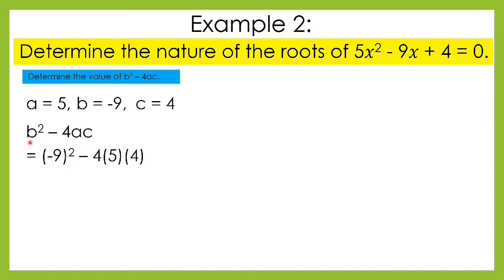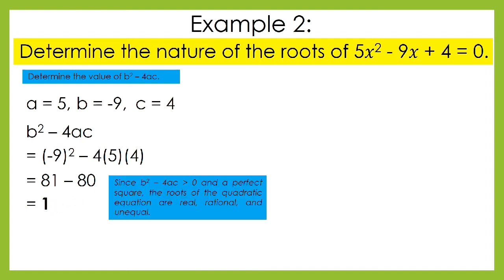Our b is negative 9, so we have negative 9 squared minus 4 times a. Our a is 5, so we have 5 times c. Our c is 4, so we have 4. Then, we get the square of negative 9, which is 81, minus 4 times 5 times 4 is 80. 81 minus 80 is 1.